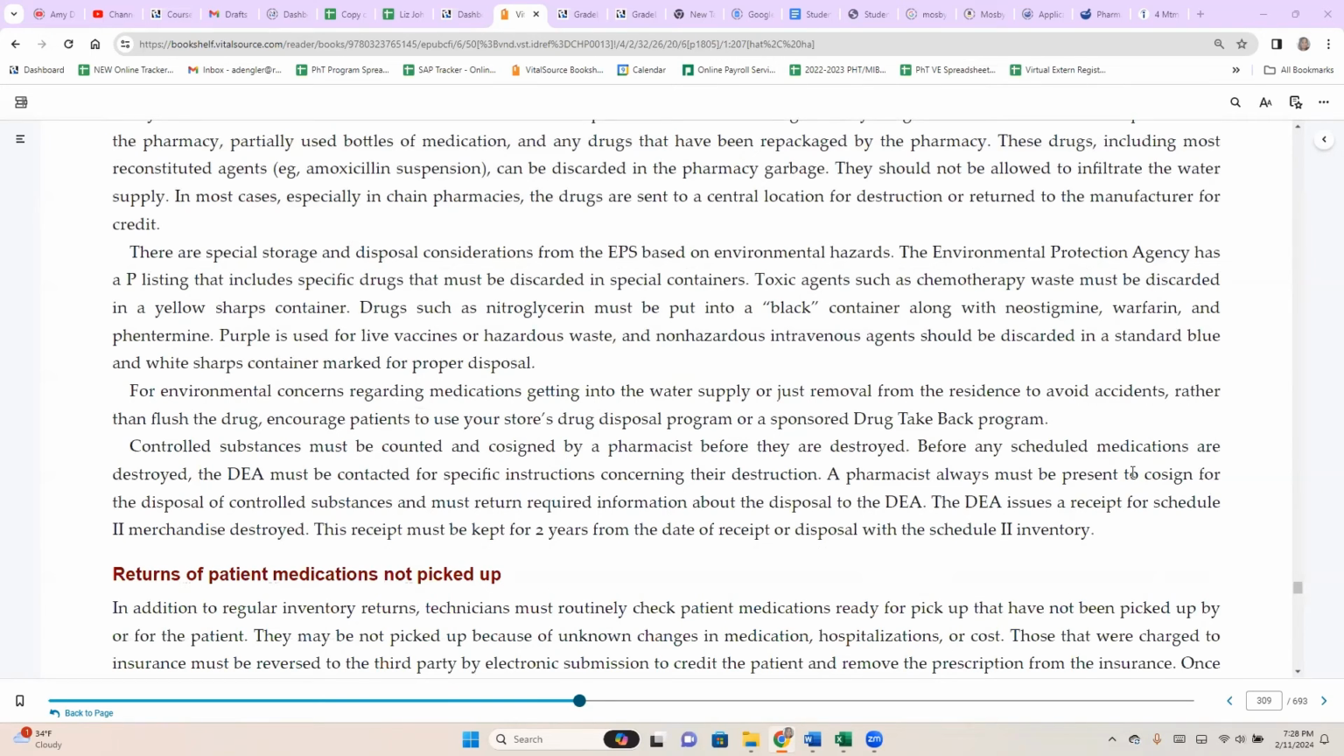There are special storage and disposal considerations from the EPA based on environmental hazards. The Environmental Protection Agency has a P listing that includes specific drugs that must be discarded in special containers. Toxic agents such as chemotherapy waste must be discarded in a yellow sharps container. Drugs such as nitroglycerin must be put into a black container along with neostigmine, warfarin, and phentermine. Purple is used for live vaccines or hazardous waste, and non-hazardous intravenous agents should be discarded in a standard blue and white sharps container marked for proper disposal.